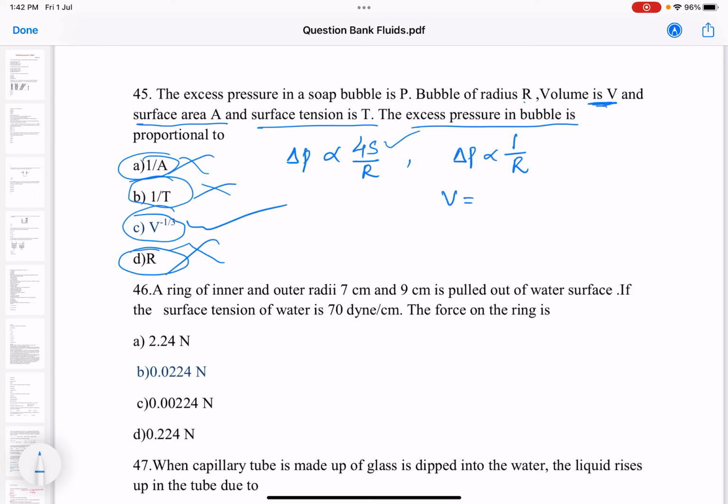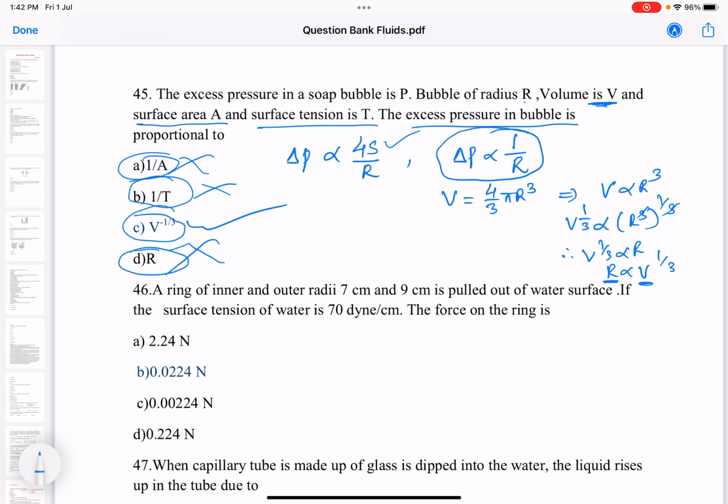The volume of the sphere is equal to 4 by 3 pi r cube, and that means volume is directly proportional to r cube. Raising both sides to the power of 1 by 3, r cube to the power of 1 by 3, this and this get cancelled. Therefore, v power 1 by 3 is directly proportional to r. That means r is proportional to v power 1 by 3.